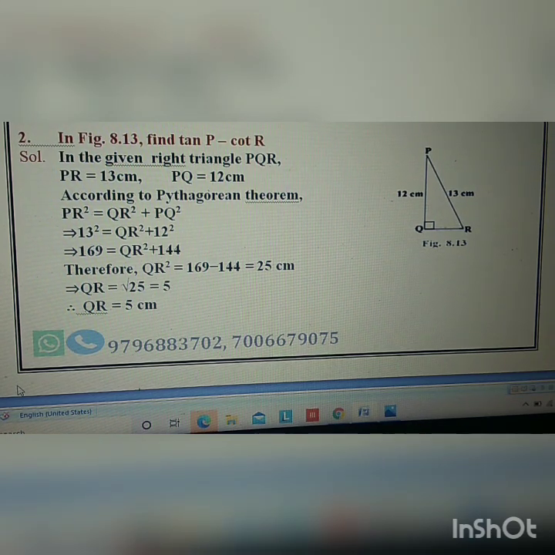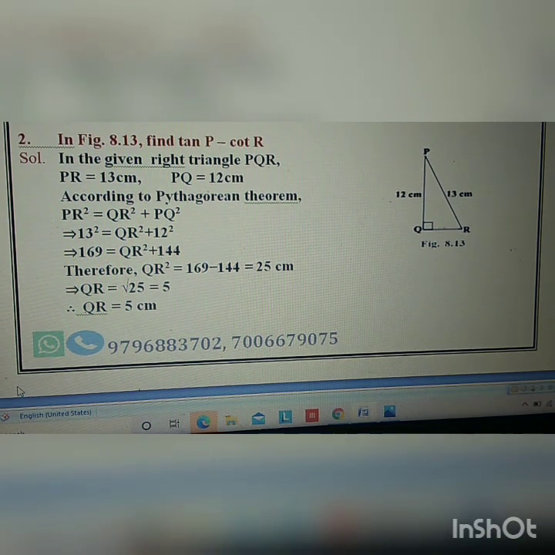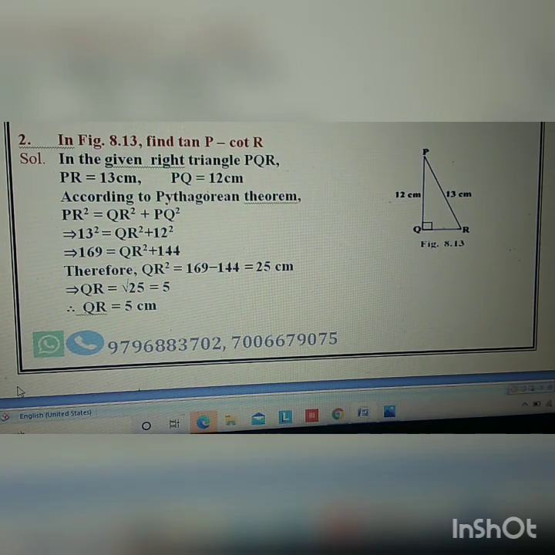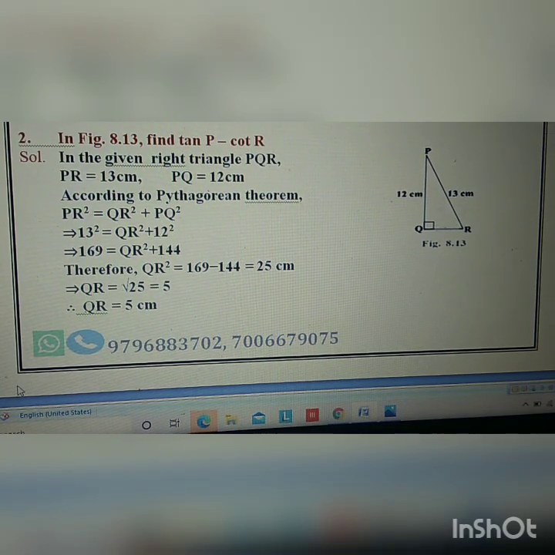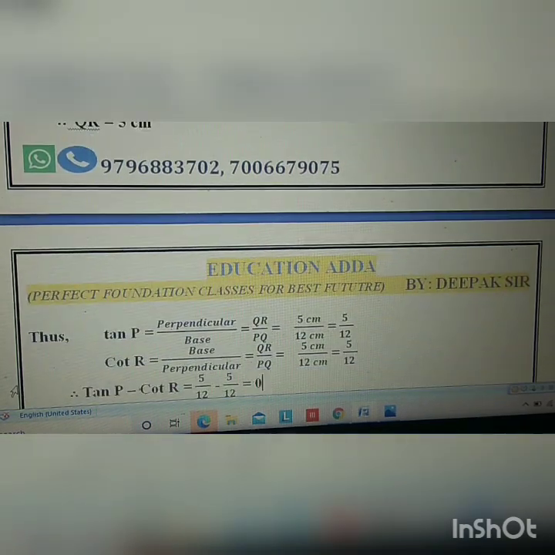But in the given triangle, we are given the hypotenuse and the perpendicular, that is PQ. So by using the Pythagoras theorem, we will get the value of QR as 5 centimeters. By using the values of PQ and PR in the Pythagoras theorem, we get the value of QR as 5 centimeters. So tan P, for P, tan is perpendicular upon base, that is for P, the perpendicular is QR. So tan P would be given as perpendicular upon base, that is QR upon PQ.